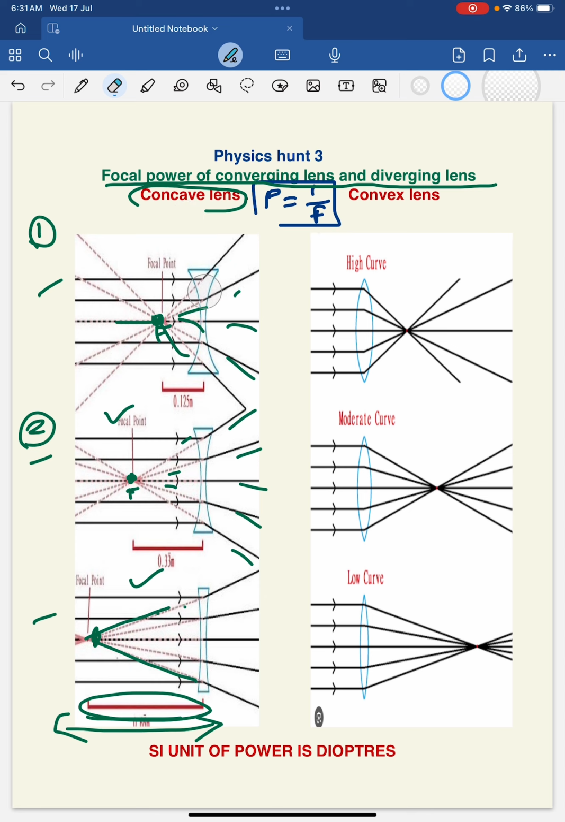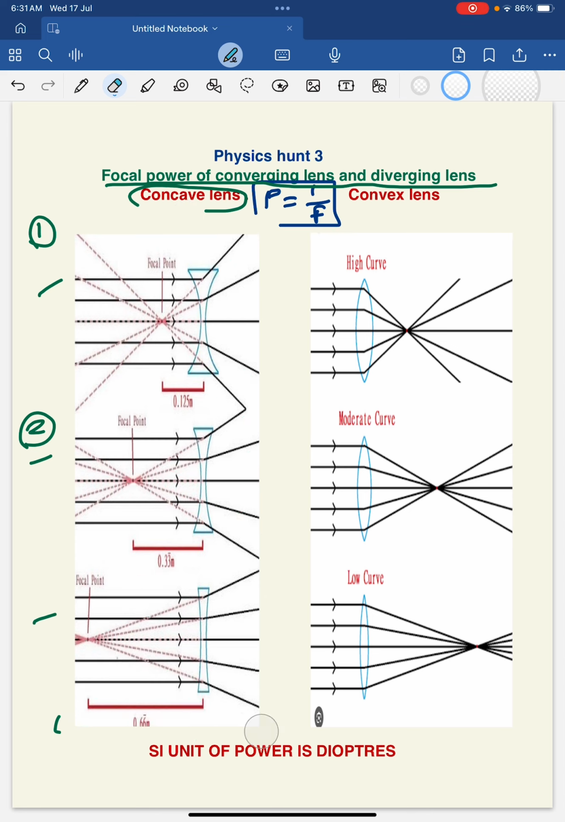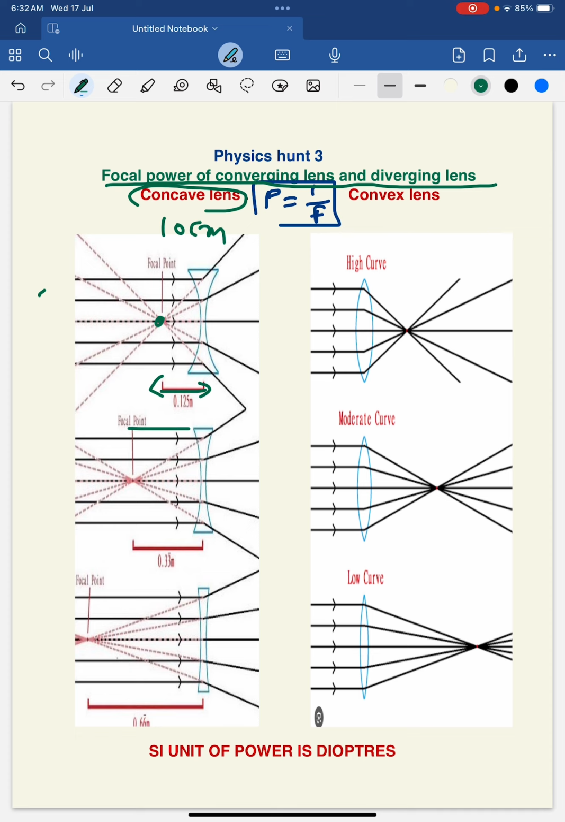Okay, just a second, I will erase all this because I'm going to mention values here. Okay, right, thank you. Let us assume for the first case, this is the focus, right? So from here to here, I'm assuming 10 centimeter. And for the second diagram, the focal length value I'm assuming is 20 centimeter. And for the third diagram, the focal length is the maximum value. Let us assume 30 centimeter.